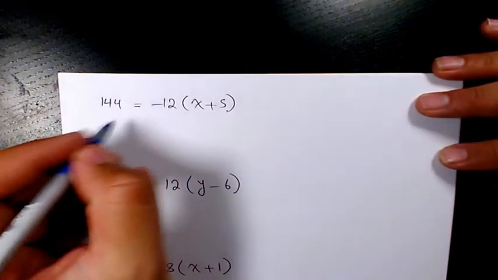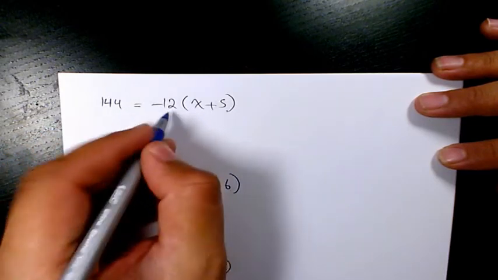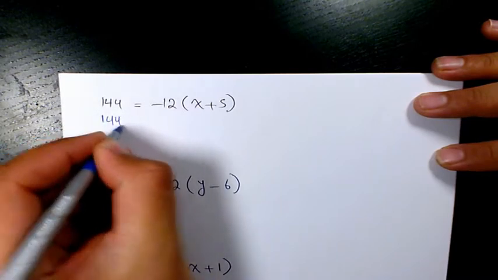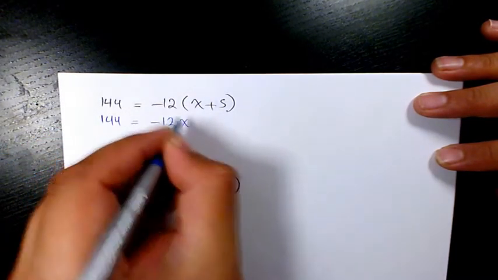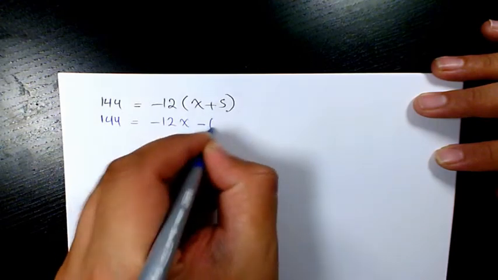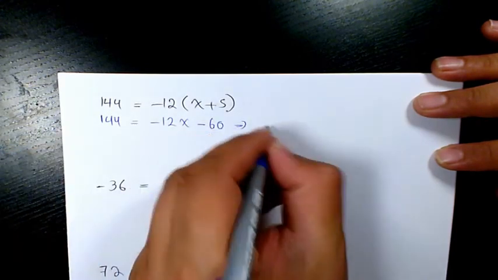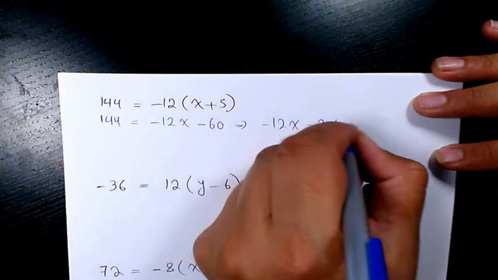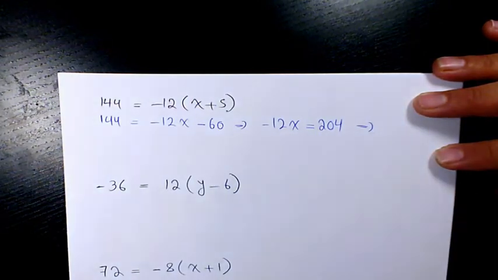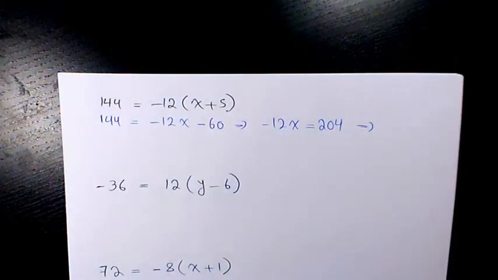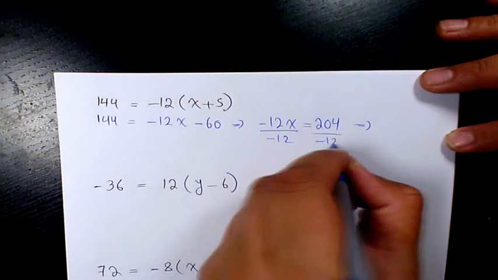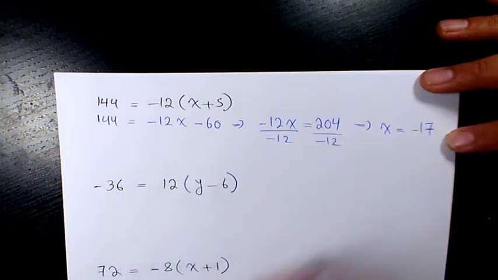So in this example, it is going to be 144 equals negative 12 times x plus 5. So what you need to do, 144 equals, let's distribute it first. Negative 12 times 5 is going to be negative 60. So that's going to be negative 12x, 144 plus 60, which is 204. Then what I can do, I need to divide 204 by negative 12. X will be negative 17.